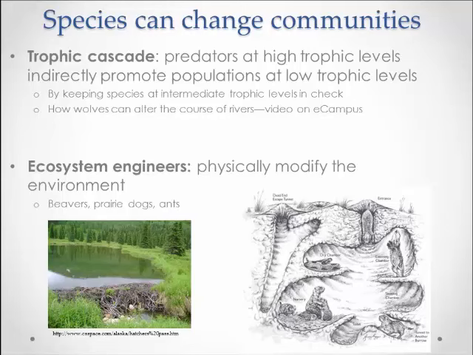The video, which is based on peer-reviewed journal articles, explains how the wolves not only changed the population levels of lower-level species, but also how the presence of the wolves changed the course of the river. I highly recommend you watch this short video to get a better understanding of the interconnectedness of species with their environment. There are a few species that also change their environment by physically modifying their habitats. Such species are known as ecosystem engineers and include beavers, prairie dogs, and ants.